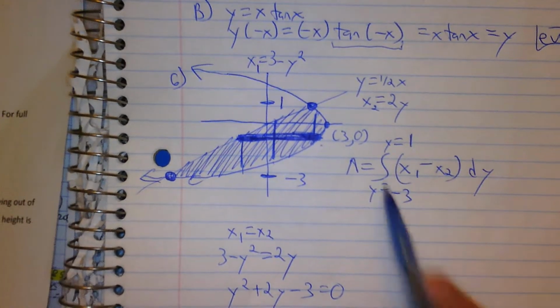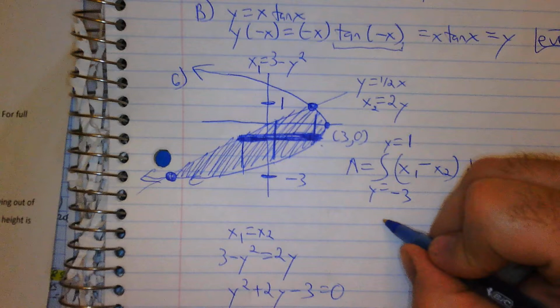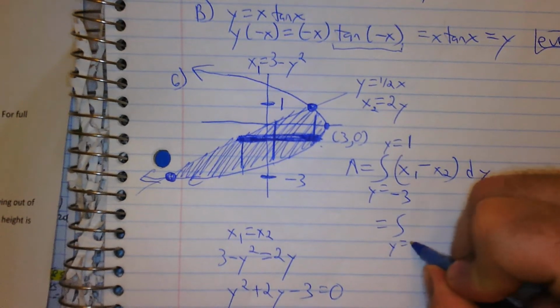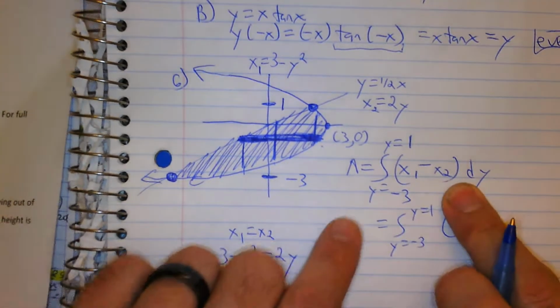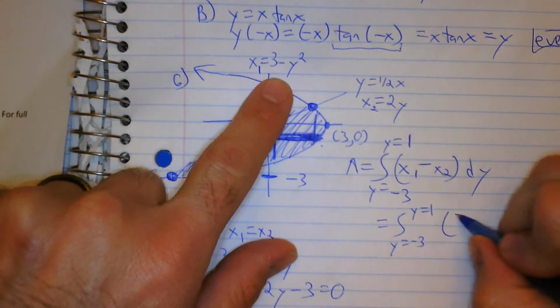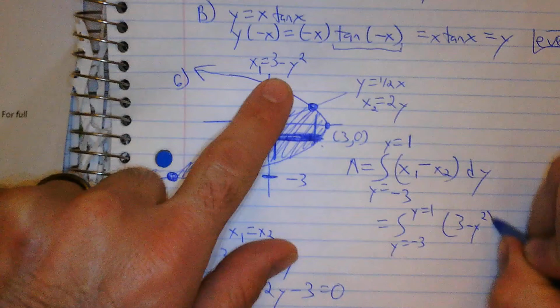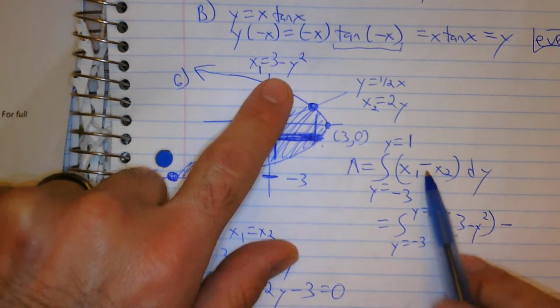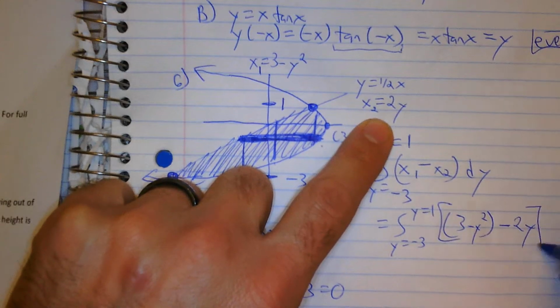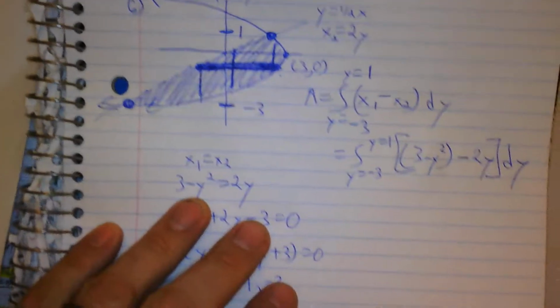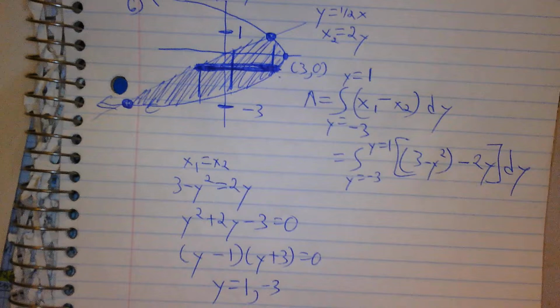Now, of course, I want to write this all in terms of y, dy. So I'm going to write this as y equals negative 3 to y equals 1. Now remember, this is right minus left. The right function is this one, 3 minus y squared, minus the left function, x2, which is 2y. And I should put all of that in parentheses and dy it. This is correct writing. Great.